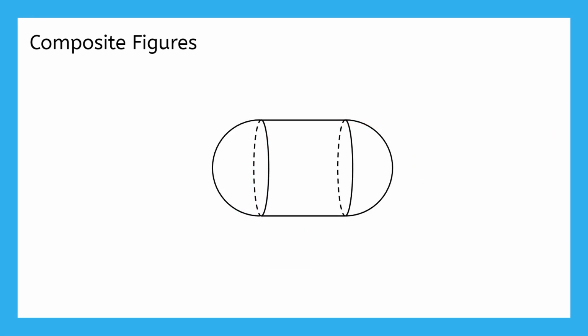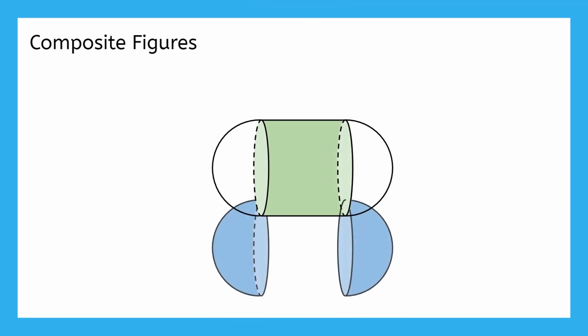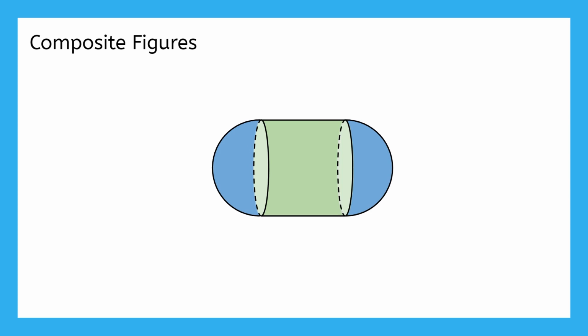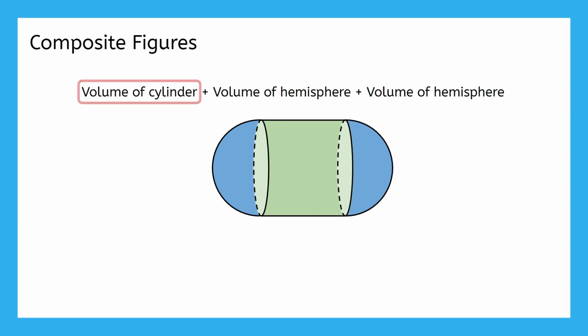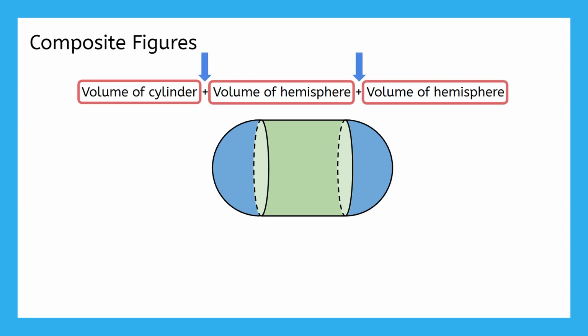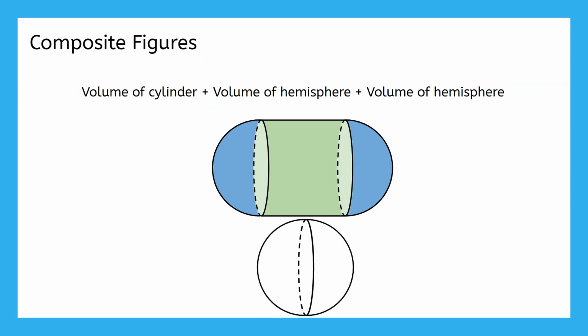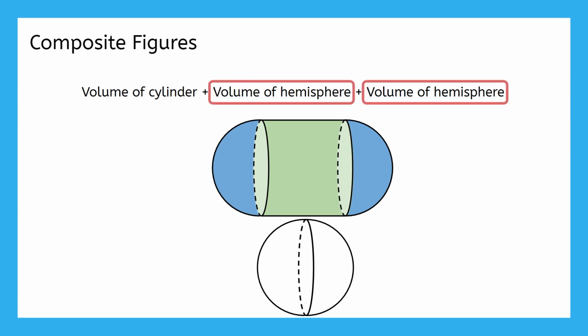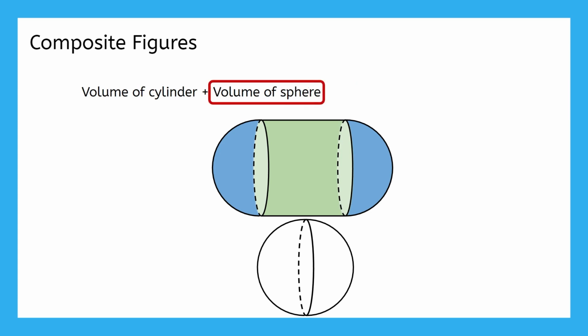So how would you find the volume of this figure? This would be the volume of a cylinder plus the volume of two hemispheres. We know how to calculate each of these volumes separately, so the extra step would be adding them together. Or, if we want to be a little more efficient, since these two hemispheres make a sphere, we could calculate this part as one sphere instead.